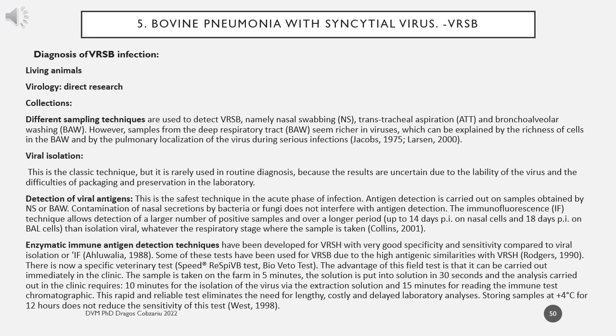Enzymatic immune antigen detection techniques have been developed for VRSH with very good specificity and sensitivity compared to viral isolation or IF. Some of these tests have been used for VRSP due to the high antigenic similarities with VRSH. There is now a specific veterinary test, Speed-re-SPIV test, BioVito test. The advantage of this field test is that it can be carried out immediately in the clinic.